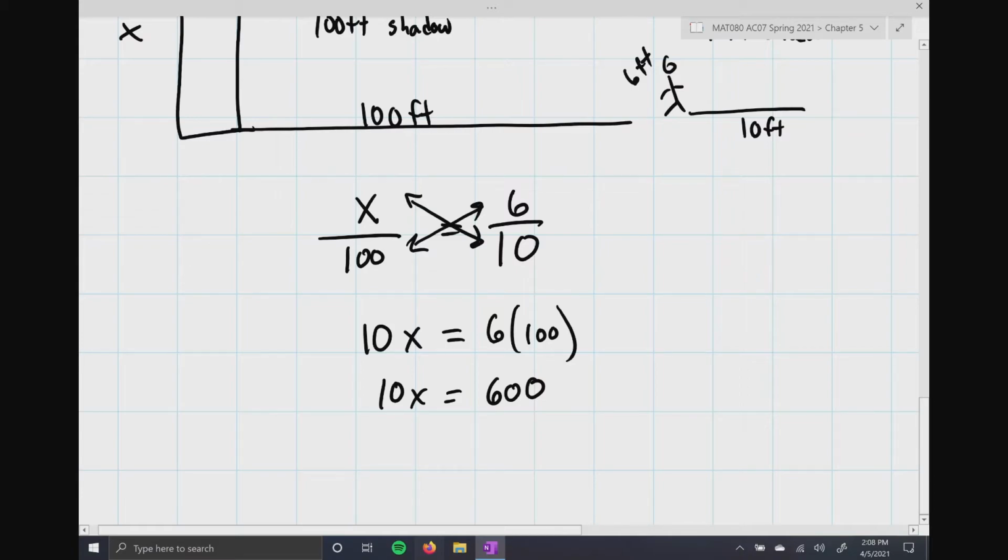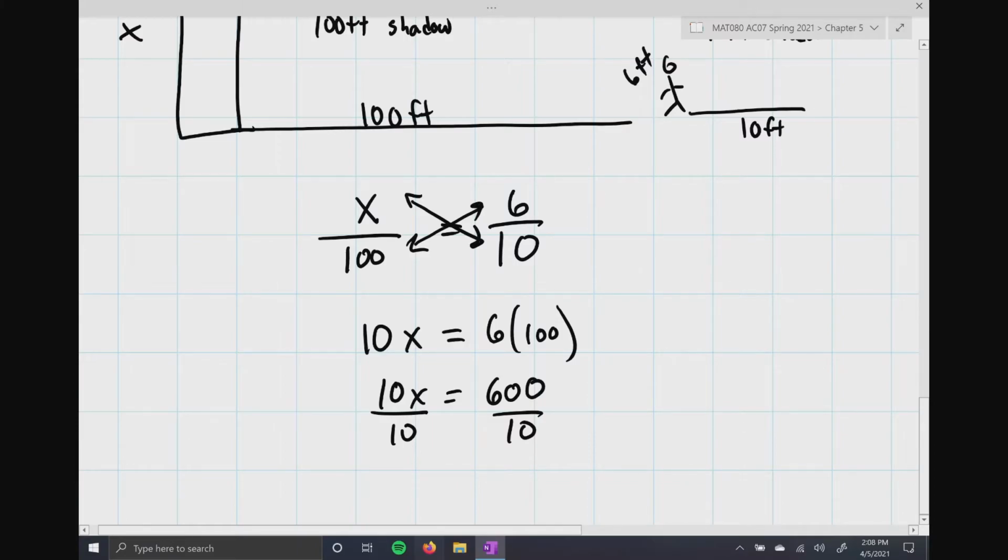Now from here, we have to solve this. We went over how to solve this type of problem a long time ago, but I'm just going to remind you that when you have 10x equals 60, you're going to divide both sides by 10. On the left-hand side, you're going to read that as 10 times x. So you divide both sides by 10. You do the opposite operation. The opposite of multiplication is division.